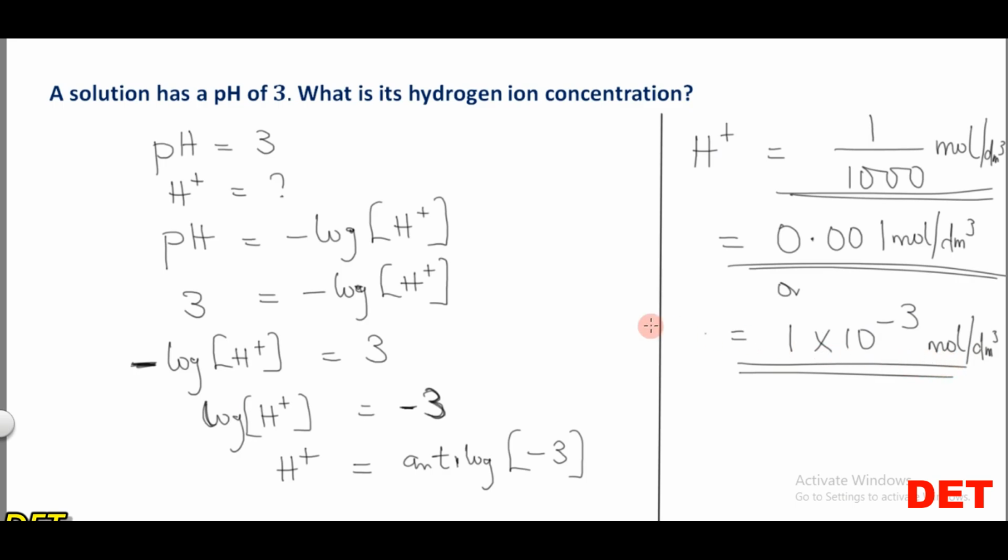It's very important that you should know that the pH of a solution is equal to the negative logarithm of the hydrogen ion concentration. Very important.